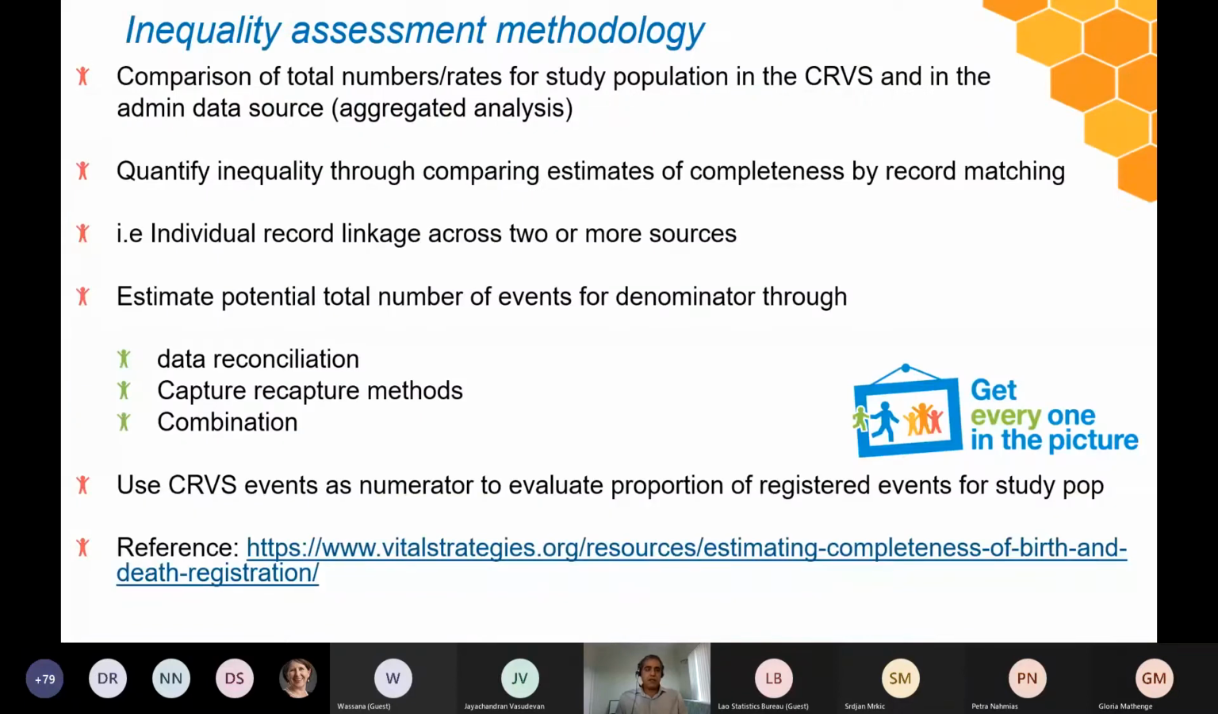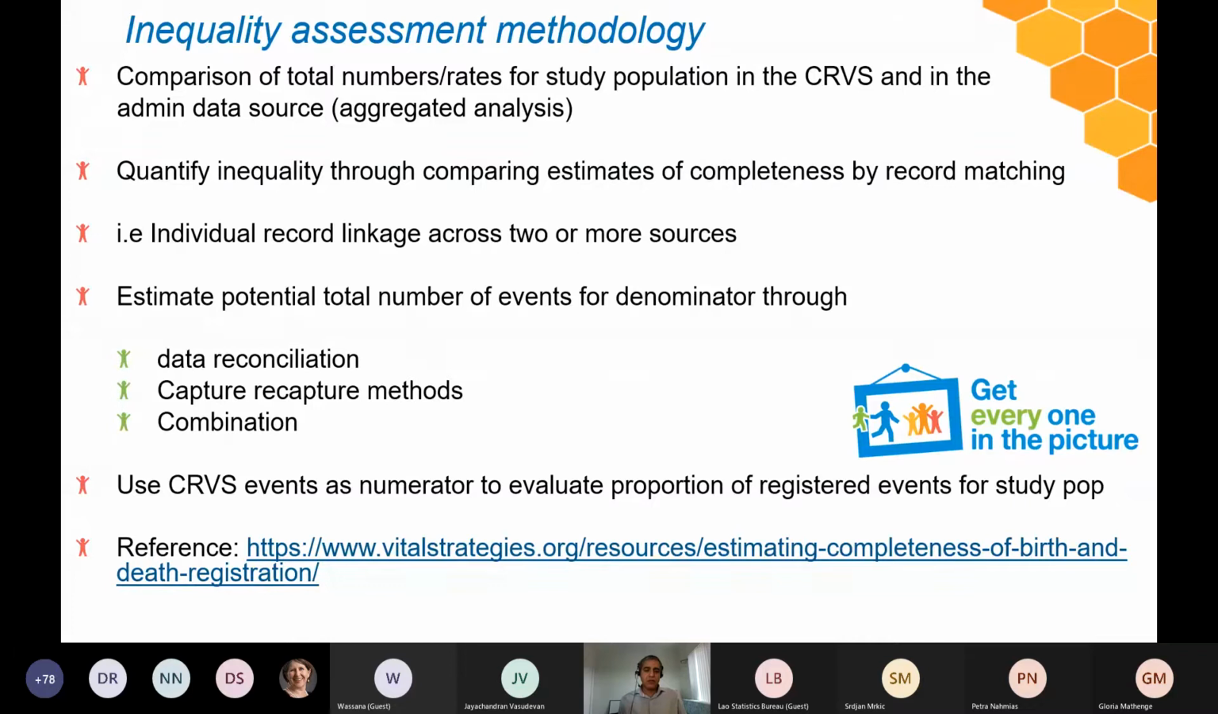Now, how do we assess the inequalities? Sarjan had already covered the first theme, aggregated analysis, and the second form is record linkage, which is matching the records from the civil registration system with the records in the administrative data source of interest and identifying those records that are matched in both systems and those that are unique in either system. And then you can estimate a denominator for the study population either through data reconciliation or by applying statistical methods known as capture-recapture methods, or a combination of both.